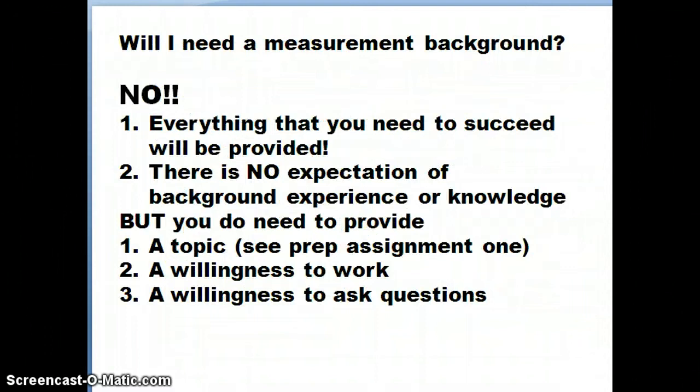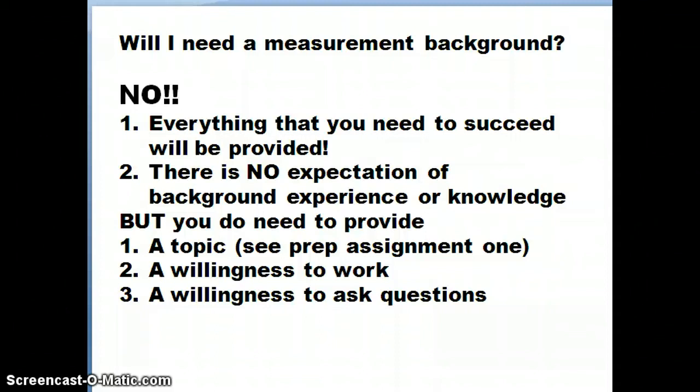Do I need a measurement background? Good question. Answer is no. Everything that you need to succeed in this course will be provided, and there are no expectations of background experience or knowledge. So if you're saying, I don't have a lot of experience doing these things, I've never been involved in measurement projects, there's a good time to start, and this is the time to start. I'm going to make sure you're provided all of the resources you need in order to have success in the class, and you don't have to have a specific course background, particularly with measurement activities, in order to succeed.